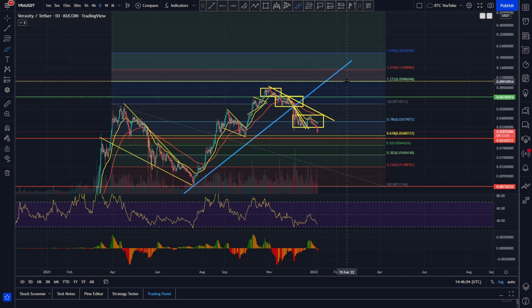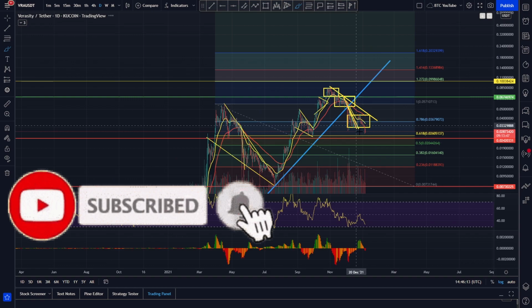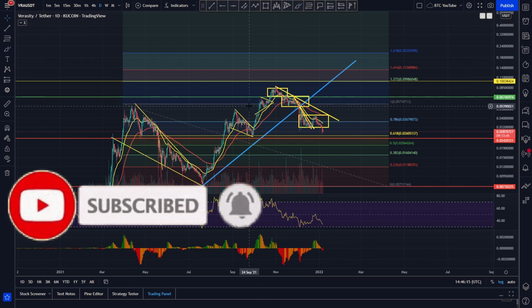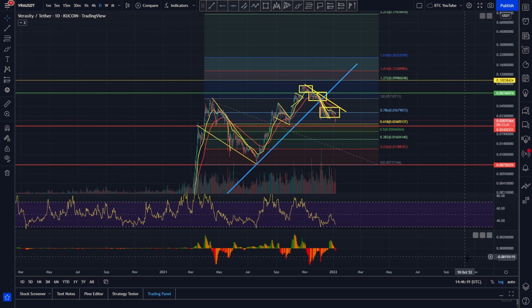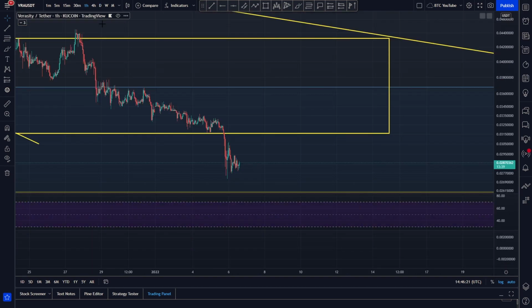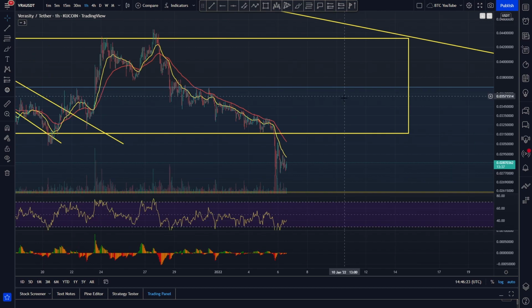these Fibonacci levels. 10 cents, 13 cents, we've got the 20 cent level here at the 1.61. Very achievable in our opinion. Get that next leg up to the upside. And beyond that, we've always said 50 cents to $1, we do think very possible for Veracity.